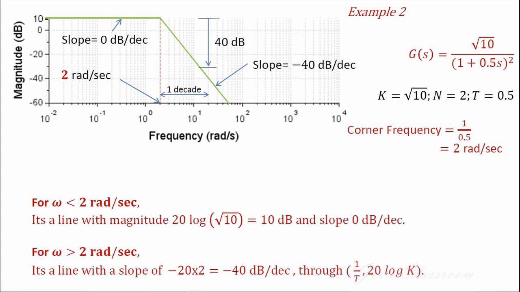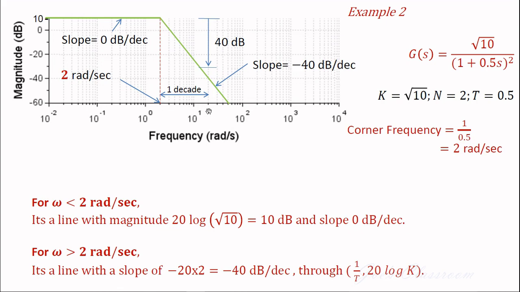And for frequencies greater than the corner frequency, that is 2 radians per second, the slope is going to be minus 20 n, that is n is 2 here, and this is going to be minus 40 decibels per decade. I have to move by 1 decade and reduce the magnitude by 40 decibels. So I will get a slope of minus 40 decibels per decade, and I can draw the asymptotic line. Okay, so 1 decade I'm taking from 2 to 20.